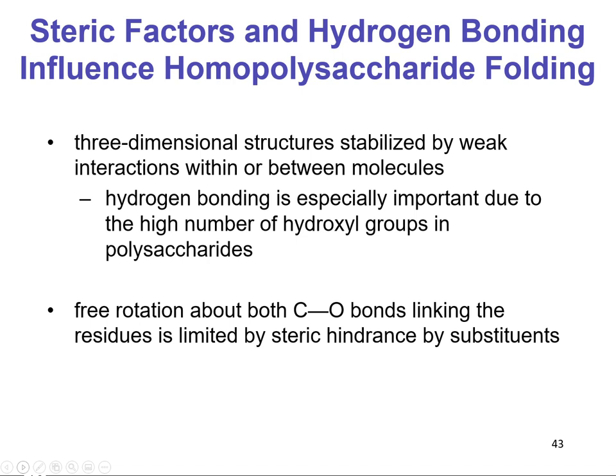There's rotation about both of the CO bonds. So remember that there's an oxygen and then there's carbon on either side when we're looking at the cyclic structure. And so rotation about these is actually pretty limited. And they're limited because of all the other constituent groups that are around them. So you can't really get free rotation of those bonds.